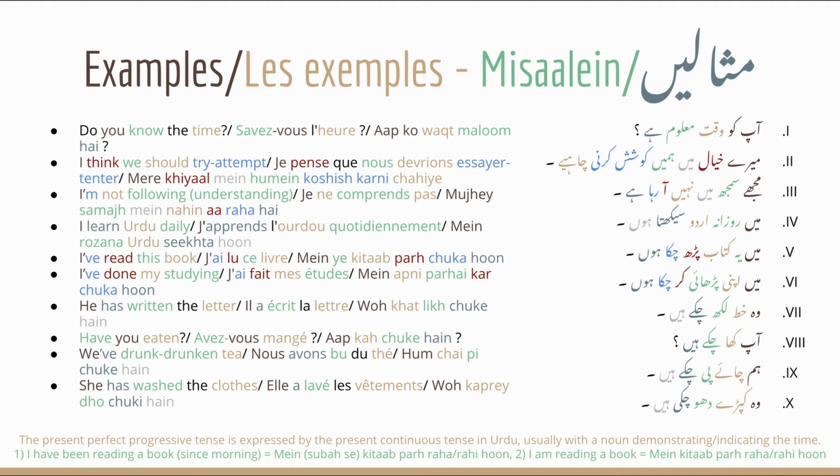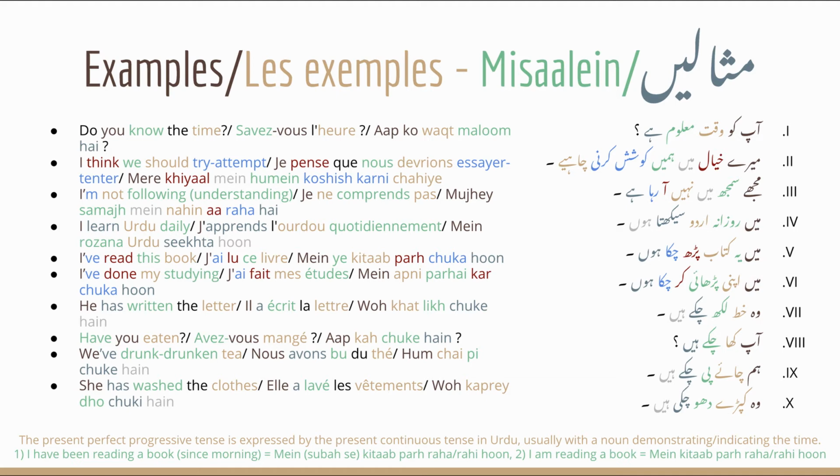So drunk or drunken are both the past participle of to drink in English, but drunk is probably the more modern one and drunken is kind of the older one. She has washed the clothes. वो कपड़े धो चुकी हैं.